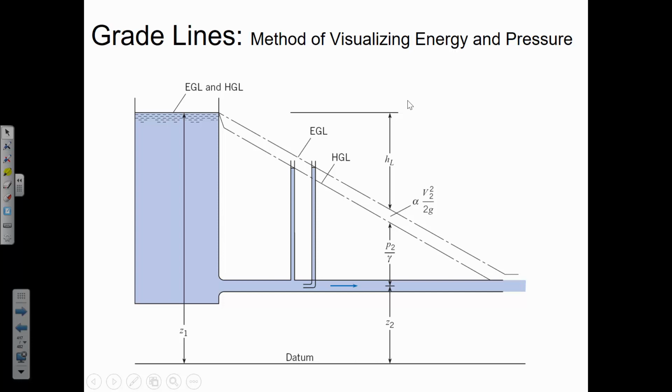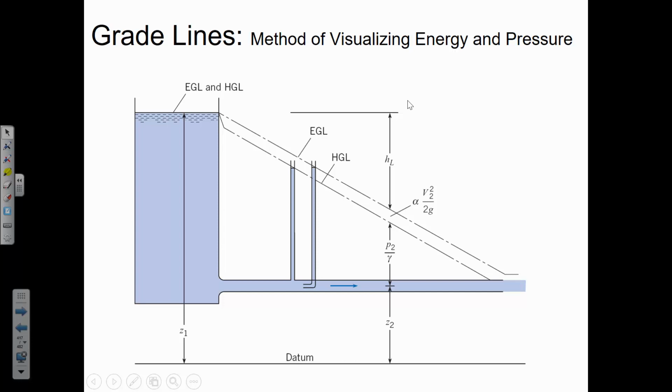This is the picture of the EGL and HGL where it's a pipe that is discharging into the atmosphere. So on the whiteboard, I've got a drawing of two tanks that are connected together. Let me show you what the EGL and the HGL would look like for this. First of all, the EGL and the HGL start at the water surface.